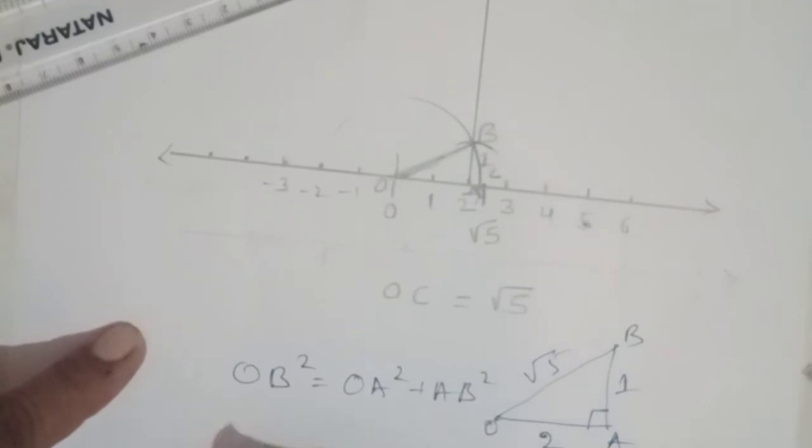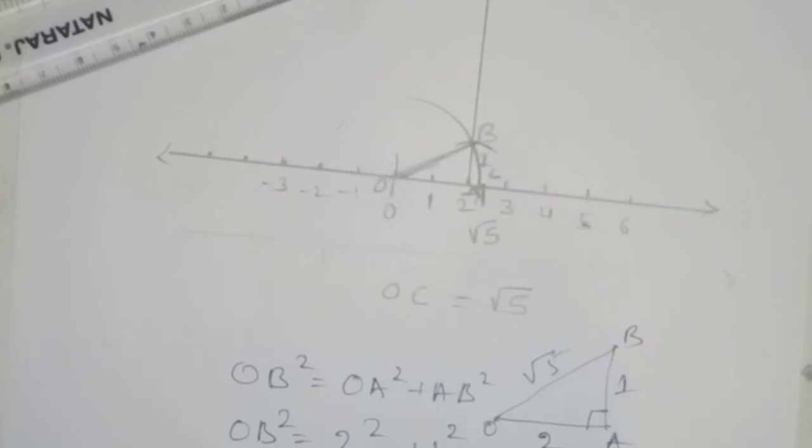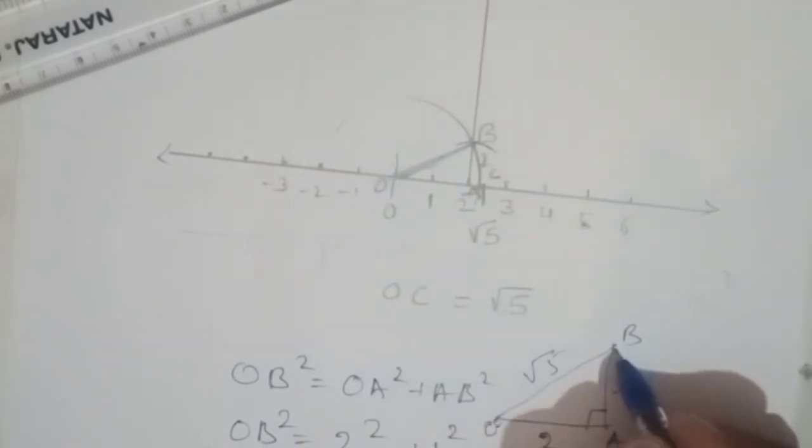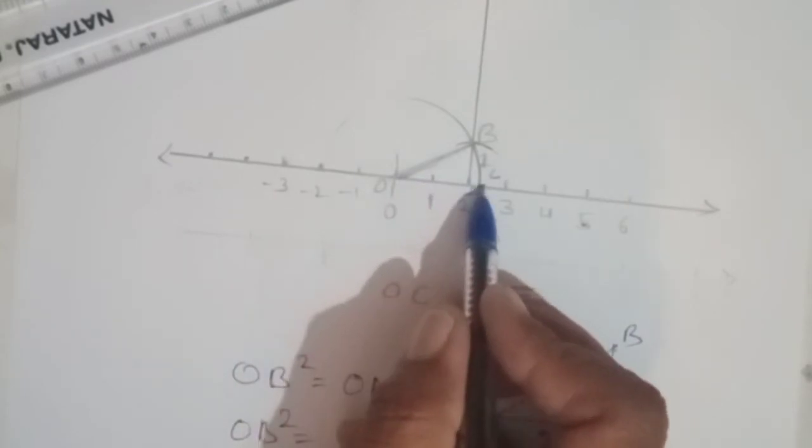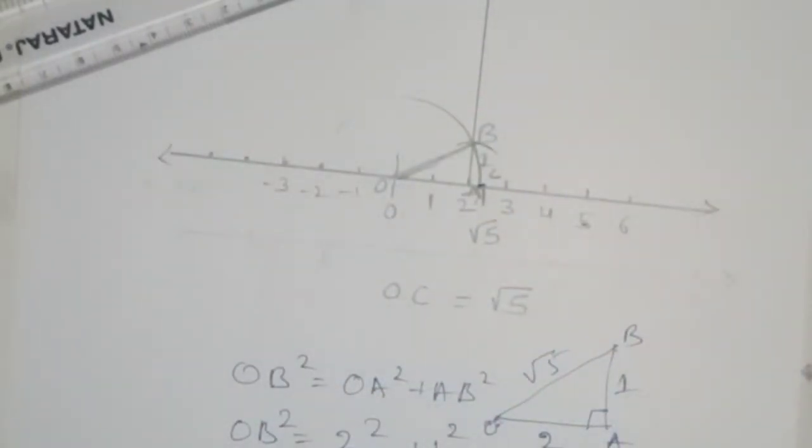Check it this way. Then OB square, what we are going to measure? OA square is 2 square plus AB square is 1 square. 2 square is 4 plus 1 square is 1. So 4 plus 1 is 5. OB square is equal to 5. Then OB is equal to square root of 5. So this distance is root 5. The same distance when you mark here is root 5 on the number line. So this way you are going to locate root 5 on the number line with the help of right angle triangle. That is our Pythagoras theorem concept we are using, and you are drawing root 5 on the number line this way.